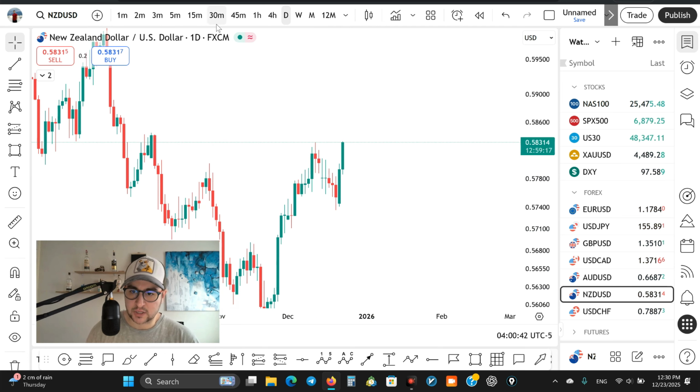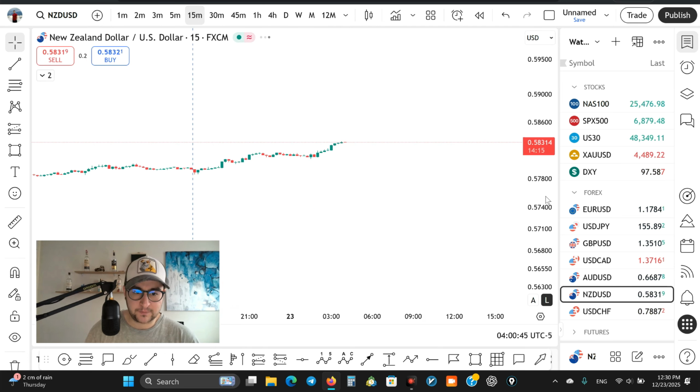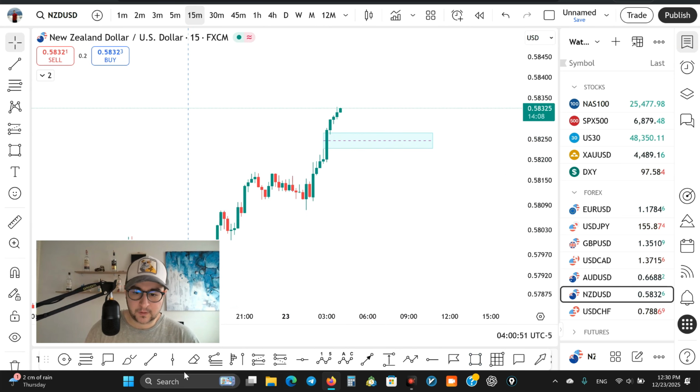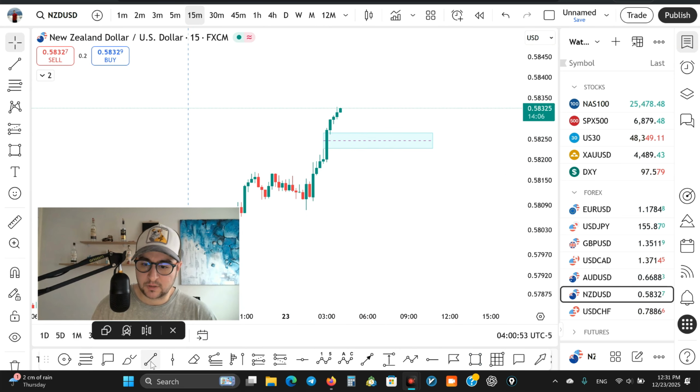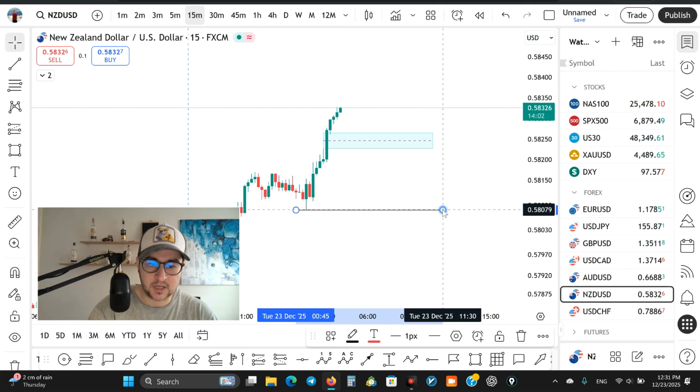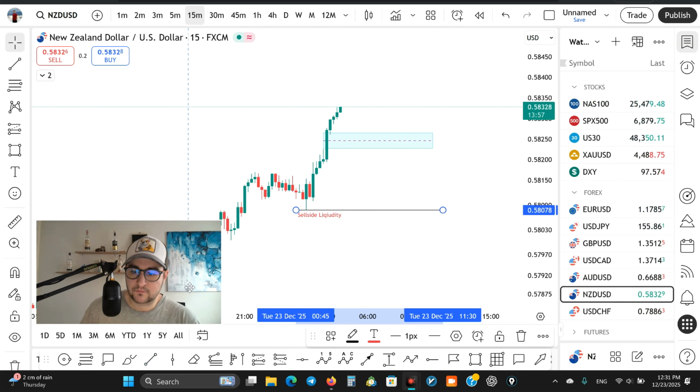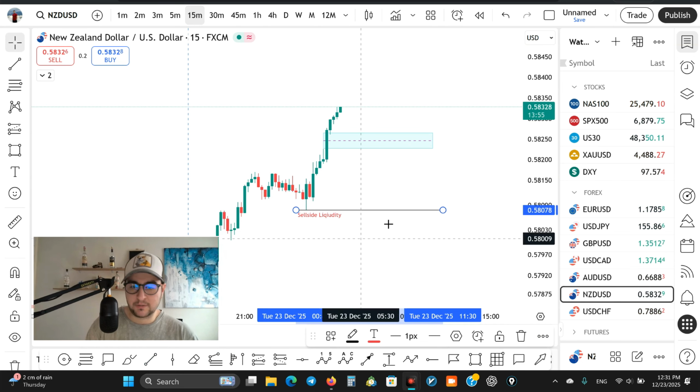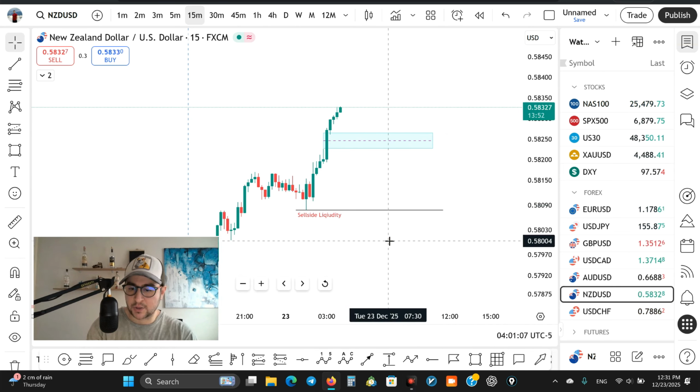In the New York session, if price comes to key levels, for example this FVG here, or this liquidity pool here that we call sell side liquidity, after doing some manipulation and seeing the bullish sign, we can set our buy position on NZDUSD and we can say that we are bullish on NZDUSD for today.